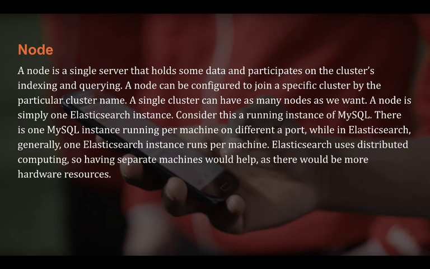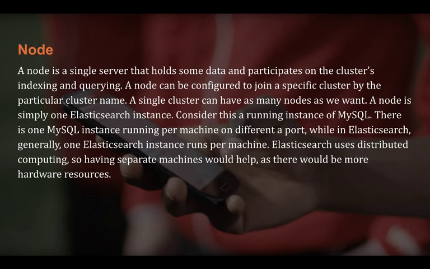Now we have another term in Elasticsearch, that is node. So let's see what a node is. A node is a single server that holds some data and participates in the cluster's indexing and query. A node can be configured to join a specific cluster by the particular cluster name. A single cluster can have as many nodes as we want. A node is like one MySQL instance running per machine on a different port, while in Elasticsearch, generally one Elasticsearch instance runs per machine.